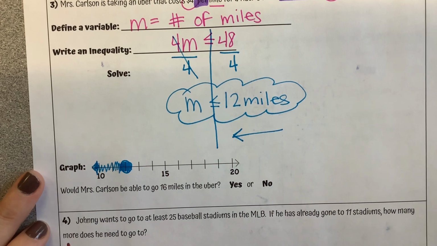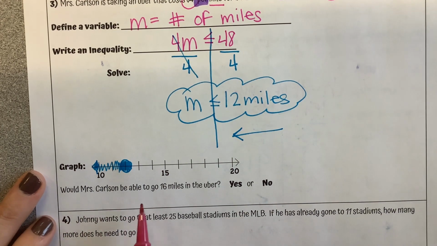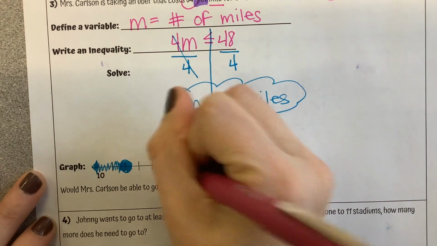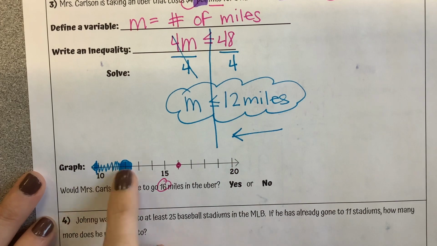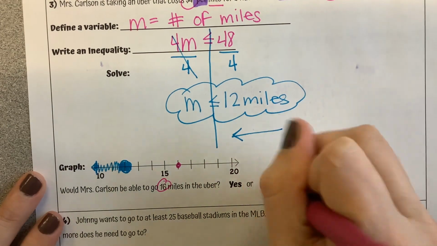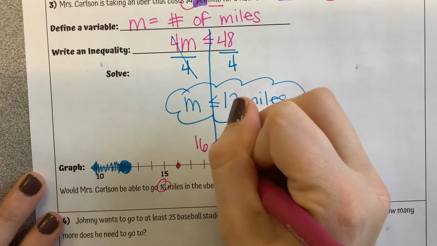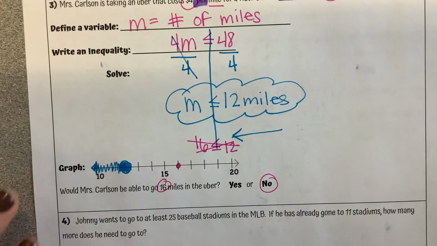Now we're going to go through and answer the question, would Mrs. Carlson be able to go 16 miles in the Uber? So I'm going to find 16 if this is 15. 16 is right here. That's not part of the shaded region, so no. And then if we had plugged it in, 16 less than or equal to 12 is not a true statement.